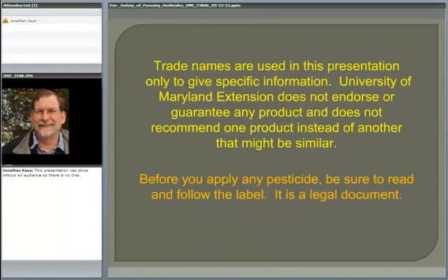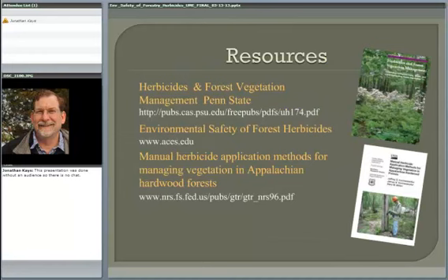Well, of course, we have to give our disclaimer about trade names, as I've mentioned, and make sure to tell you, read the label, read the label, read the label. Most of your questions are answered there. In terms of resources, I've listed a couple here. The first and the third one I think are the most useful. Herbicides and Forest Vegetation Management, from Penn State, is a great publication. If you just Google forest herbicides Penn State, I think it'll come up. It's a booklet made basically for the practitioner.